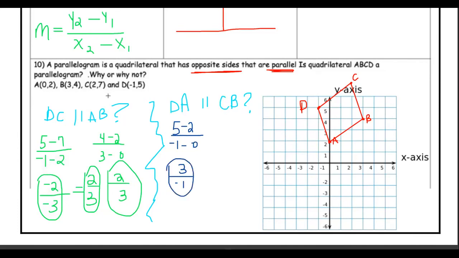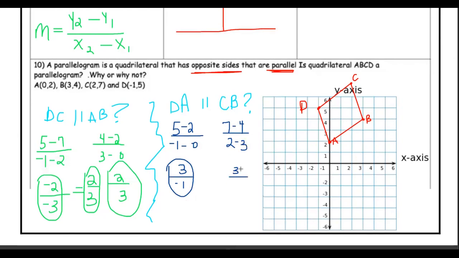One more to go, C and B. 7 minus 4 over 2 minus 3. 7 minus 4 is 3. And 2 minus 3 is -1. Look at that. Identical. So DC is parallel to AB. DA is parallel to CB. This is yes. Yes, it is a parallelogram. Why? Because opposite sides are parallel because their slopes were equal.